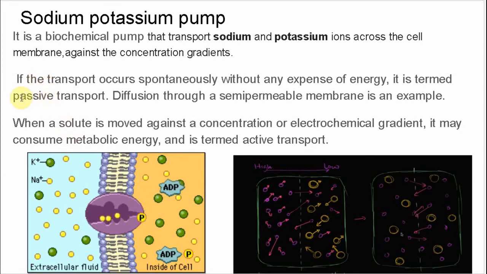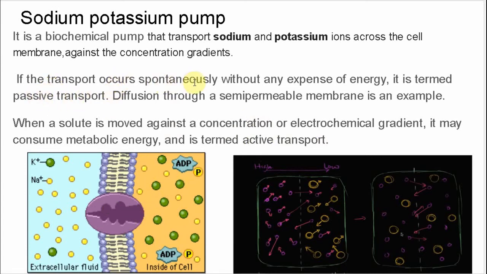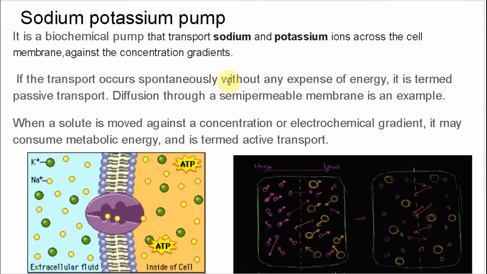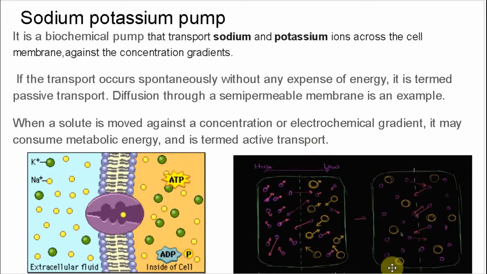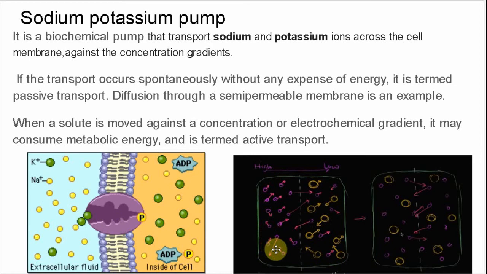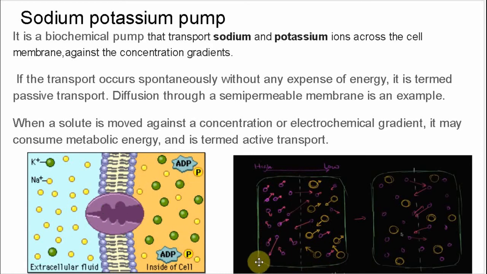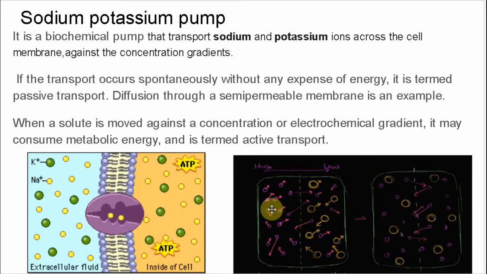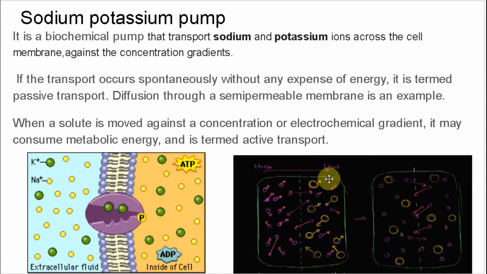There are two types of transport, passive transport as well as active transport. Passive transport occurs spontaneously without any expense of energy. An example is diffusion through a semi-permeable membrane. For example, in this case, there are two types of molecules. The first type is partitioned, and if the partition is removed, we can see that there is spontaneous diffusion from a high concentration region to a low concentration region.